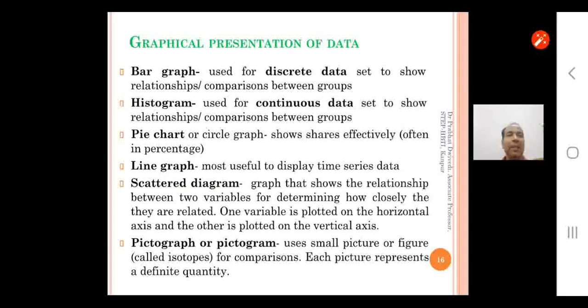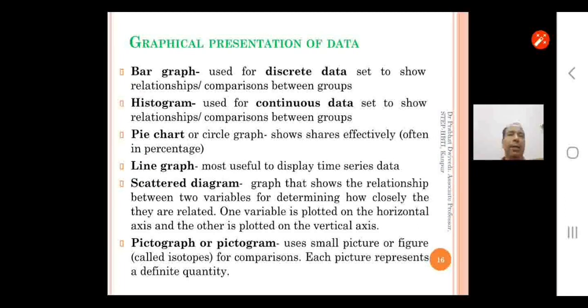Pie chart or circular graph shows shares effectively. If something is complete and divided in 4 parts, this can denote the share of every part in one pie, that is, a 360-degree circle. That is what a pie chart is. Line graph is mostly used in case of time series data. When data is collected on a time point scale, then this line graph is used.